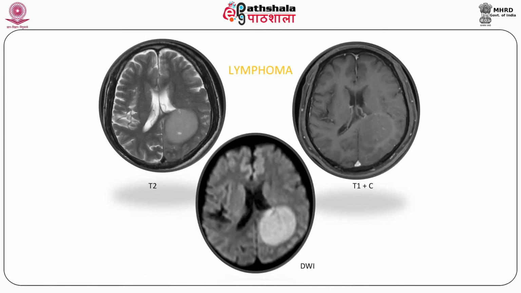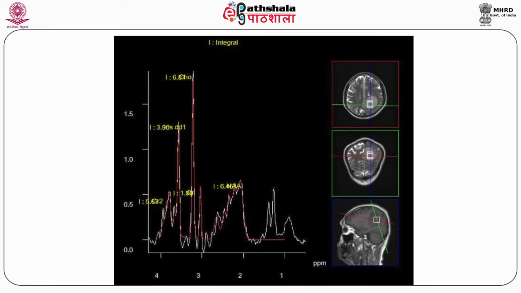Here we have a case of lymphoma in the left posterior lobes of the brain. The images that are demonstrated are T2 diffusion weighted images and post contrast T1 weighted images. And MR spectroscopy obtained from the central part of the lesion show a very elevated choline peak, which represents increased cell turnover, and a drastically reduced NAA peak, which suggests very low neuronal activity.